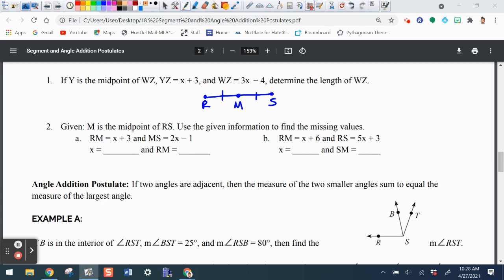So they tell us the distance from R to M is x plus 3, and the distance from M to S is 2x minus 1. And they want to know what is x equal and what's the distance from R to M. So if you notice, this one varies a little bit from item 1, because you might be asking yourself, well, I thought you said that from R to M and M to S, they have to be the same number. Notice that they gave us two different expressions.